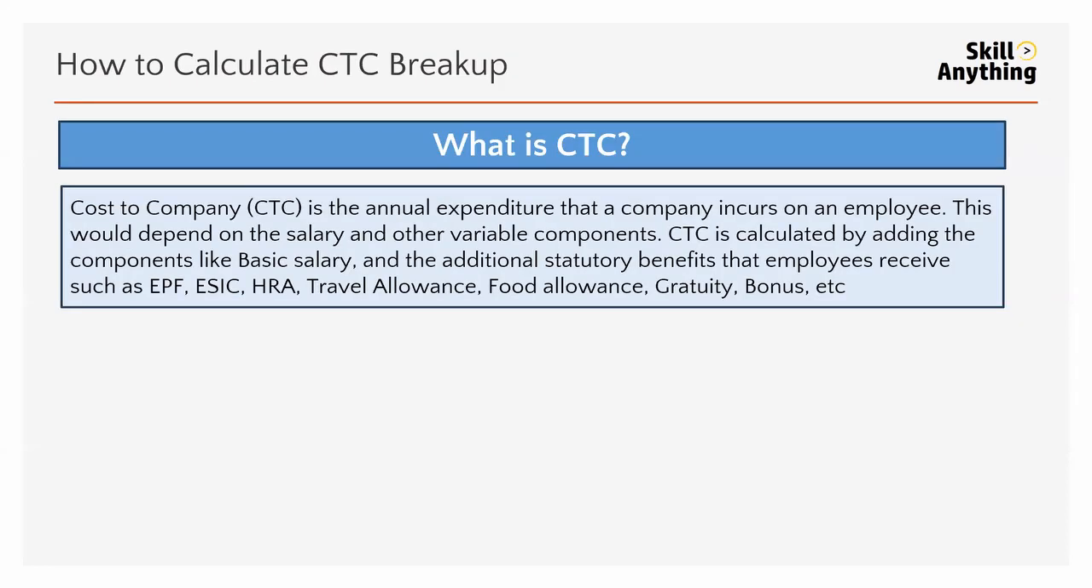So what is CTC? CTC is the cost which a company pays to their employee for their service. CTC includes fixed and other variable components. CTC is calculated by adding up basic salary and benefits like EPF, ESI, gratuity, bonus, etc. All these benefits and the fixed and variable components are added in CTC.